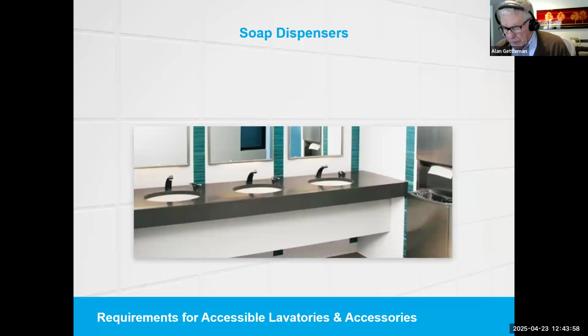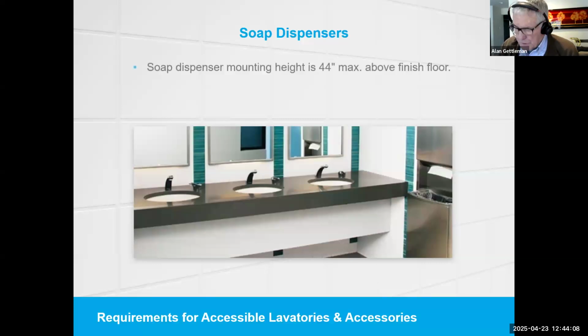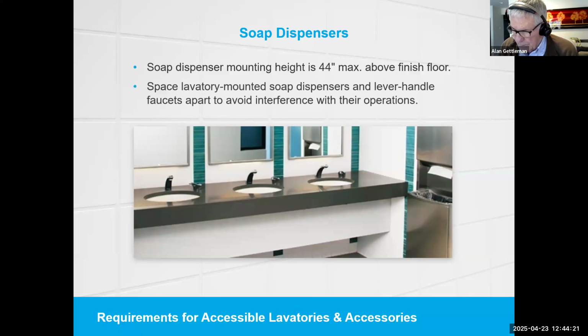Soap dispensers installed over lavatories must be mounted so push buttons or operable parts meet the specified reach ranges. When the soap dispenser is mounted more than 20 inches from the edge of the counter, the soap dispenser mounting height is 44 inches maximum above the finished floor. Lavatory mounted soap dispensers and lever handled faucets should be spaced far enough apart to avoid interference with their operation.